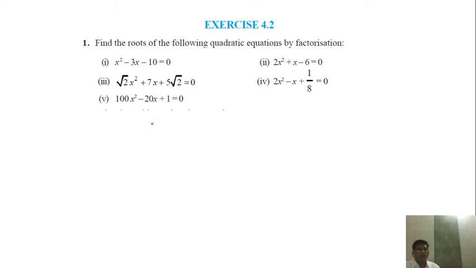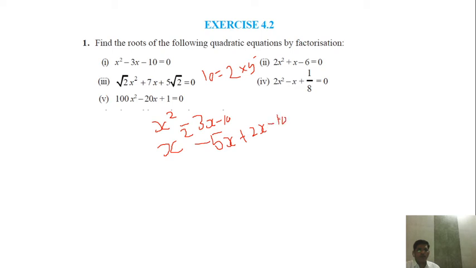So I am doing it here, x square minus 3x minus 10. So factor of 10, that is 2 into 5. So I have to write x square minus 5x plus 2x minus 10. So here x is common.